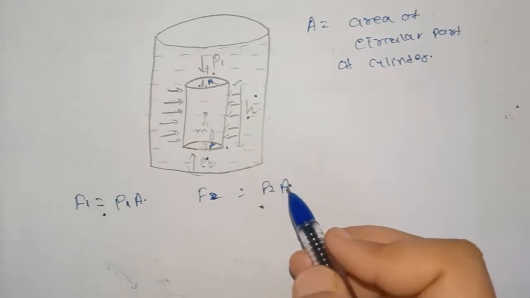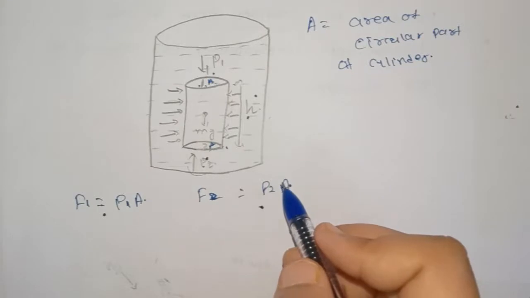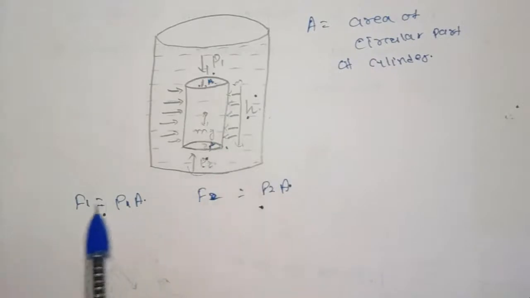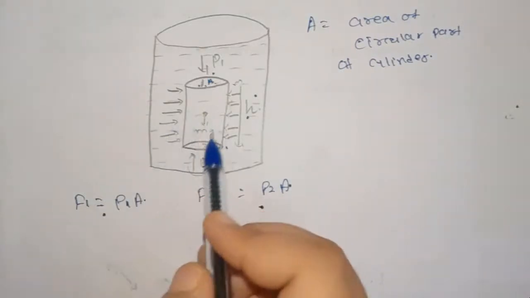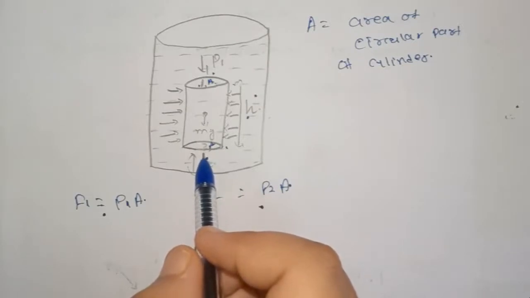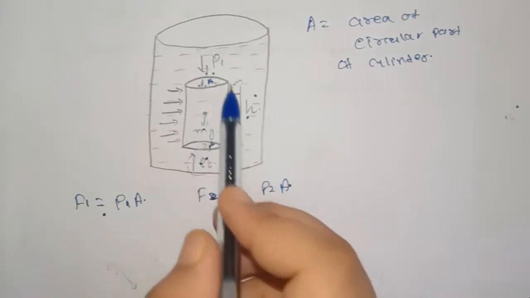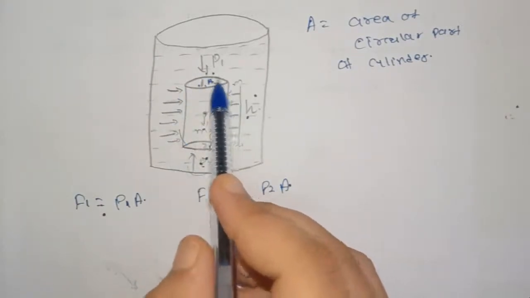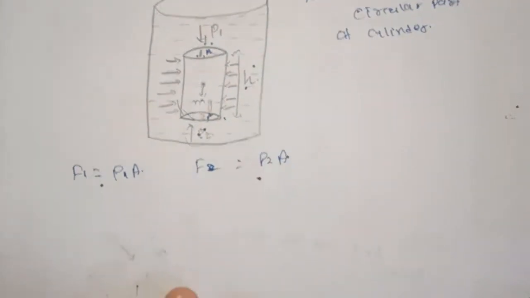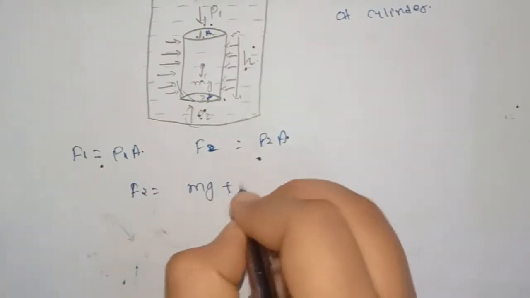Now the fluid remains at rest, so the resultant horizontal forces should be 0. These are the forces applied by fluids, so it should be 0. The force F2, which acts upward, should balance the two downward forces, that are mg and F1. Because the fluid is at rest, this cylinder is also at equilibrium. So we can write F2 is equal to mg plus F1.